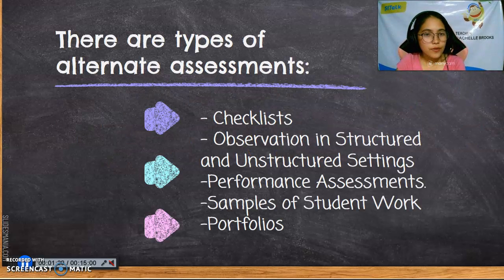And so there are types of alternate assessment. First is the checklist. Second, the observation in structured and unstructured settings. Third is performance assessments. Fourth is sample of student work. And fifth is the portfolios.